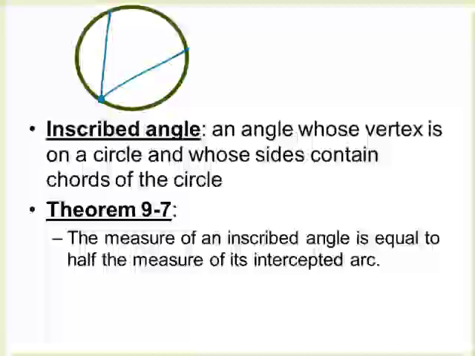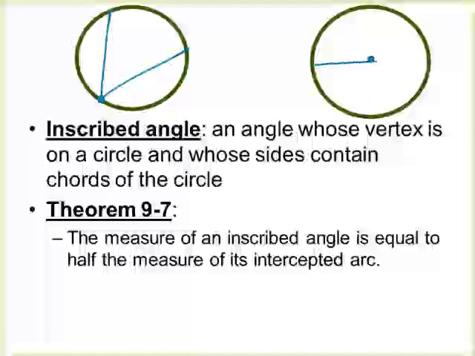Theorem 9.7 tells us about the size of an inscribed angle, but you actually discovered this theorem on your own a couple nights ago. Not in last night's homework, but in the night before that, you had a picture that looked like this. And in those problems, we were given how big the arc was. Let's say that arc is 40. And we were asked to find how big this inside angle in here was.